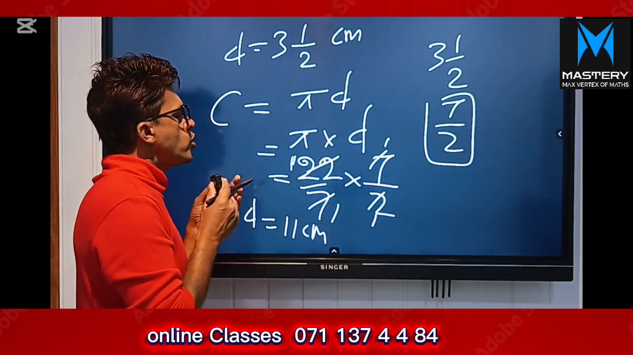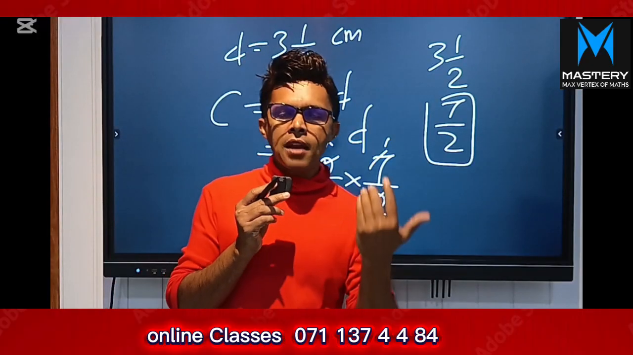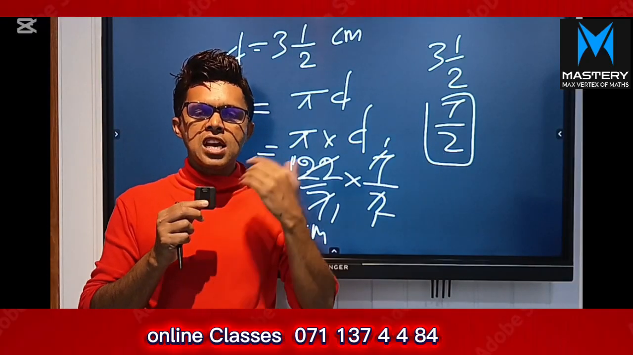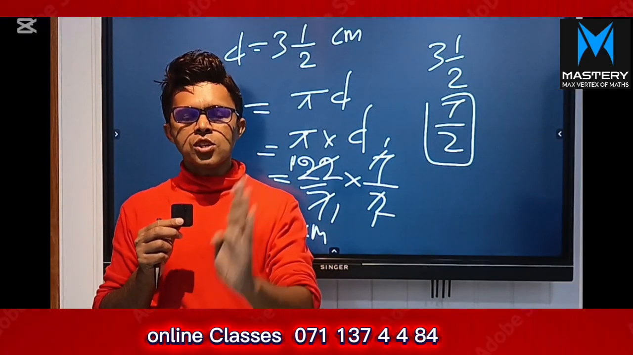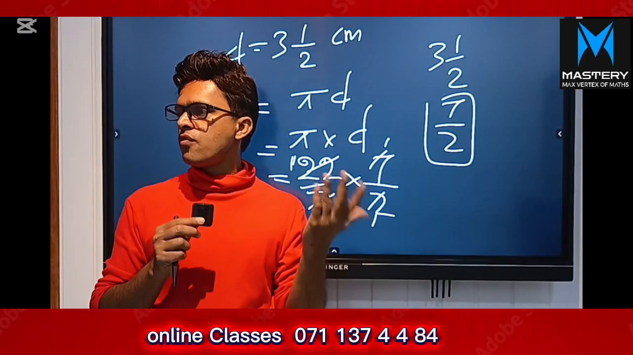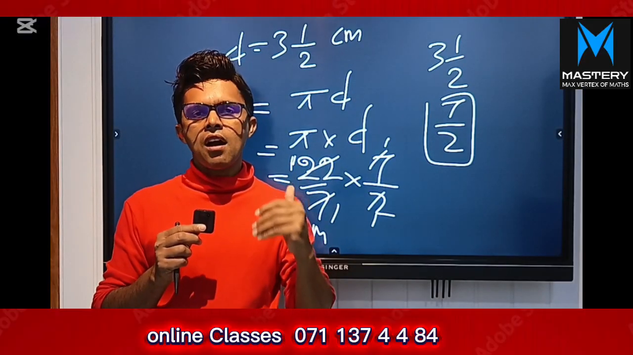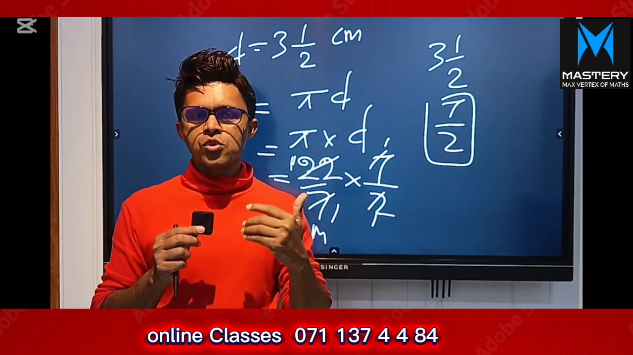So when you know the value of the diameter, c equals pi d can be used. And when the value of r is given, c equals 2 pi r can be applied as well. It depends on the question.